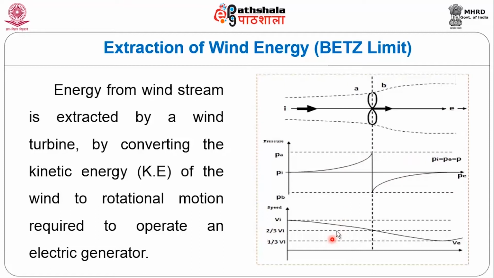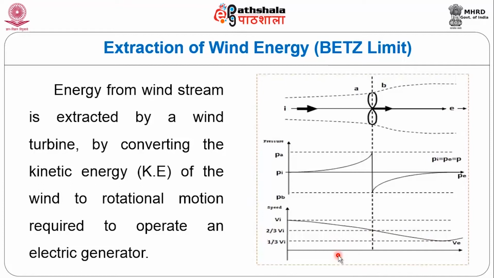And when we look at the velocity profile, the velocity Vi, that is the inlet velocity, is maximum, and then towards the blade it decreases, and even after the blade it kept on decreasing, and then it reaches V suffix E. Uniformly the velocity decreases towards the blade, and even after the blade it decreases. And so, this is about the velocity profile.